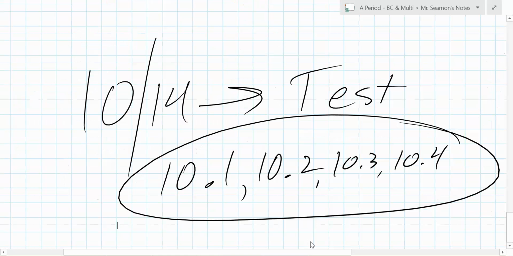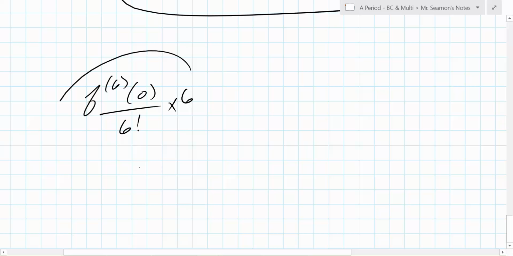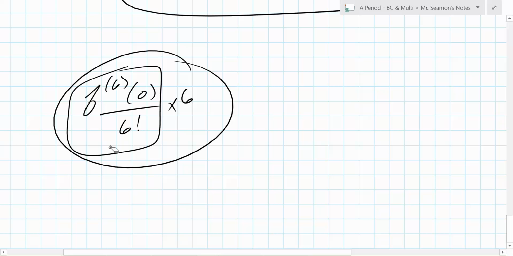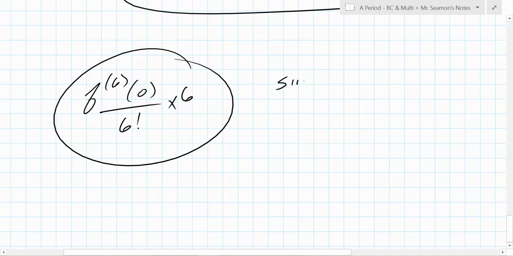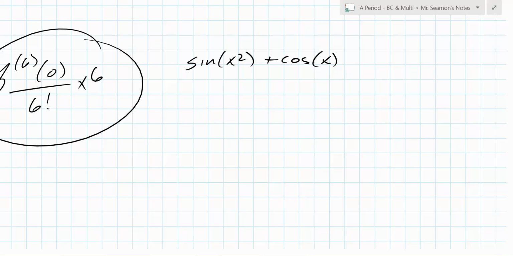I gave you, for example, if I said, remember this, f6 of 0 over 6 factorial x to the 6th. Do you remember that from the Taylor expansion? Right, that would be this right here, the coefficient of x to the 6th, correct? Parts A and B lead you to actually make the Taylor expansion. I think it is for sine of x squared plus cosine x. I think that's the question, right? You do direct substitution for sine x squared, and you just add in the cosine.